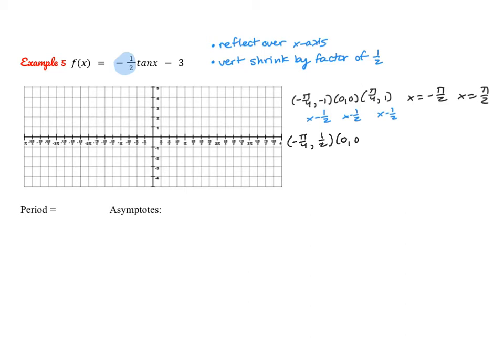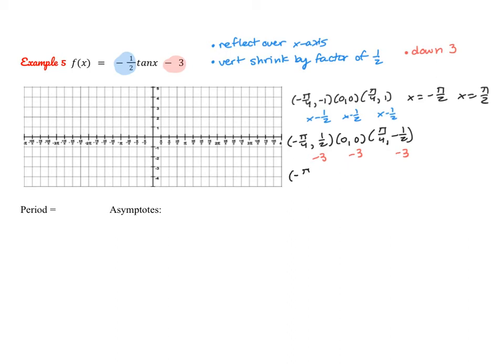So 0, 0, and then pi over 4, negative 1/2. And now we can look at the transformation involving the subtraction. So this will shift our graph down 3. So now we can subtract 3 from all of our y values. Again, we always do multiplication transformations before we do addition or subtraction. Okay, let's see what we get.